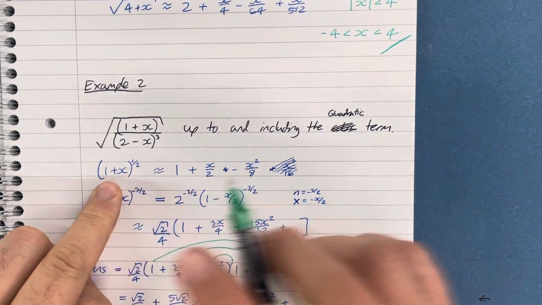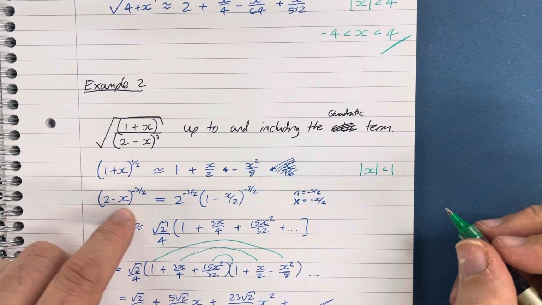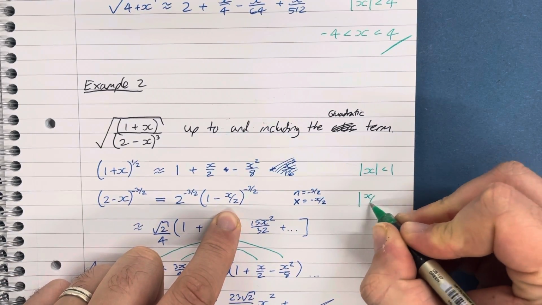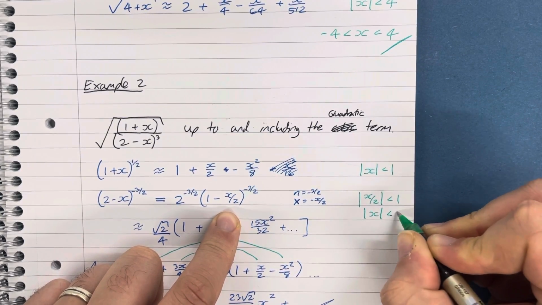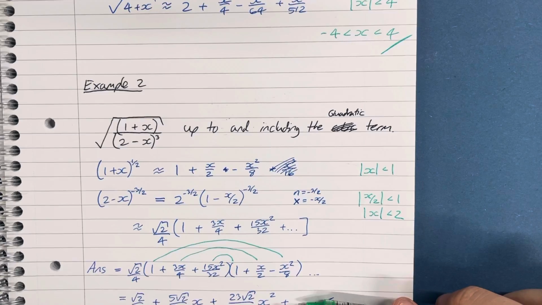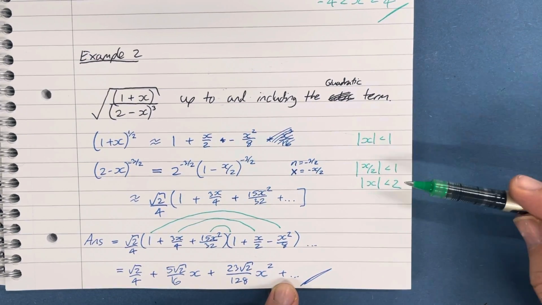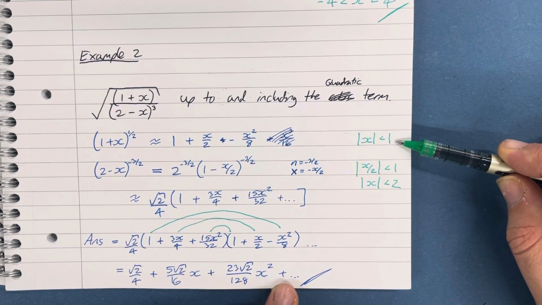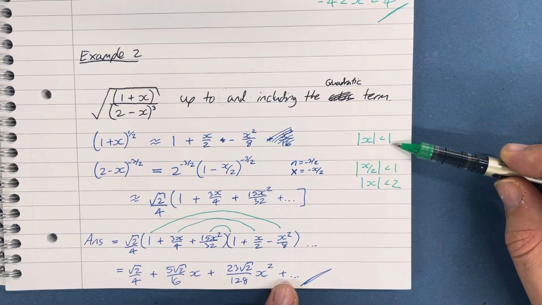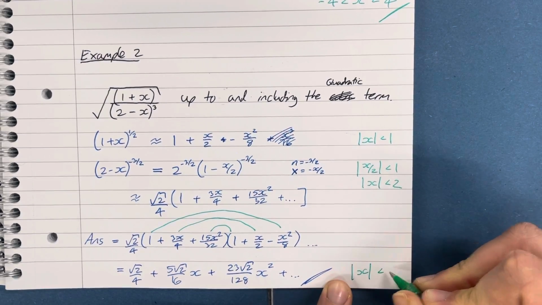The restriction on the top expansion was the modulus of x is less than 1. The restriction on this expansion was the modulus of x on 2 is less than 1, which is the modulus of x is less than 2. But for this expansion to hold, the actual final answer, both of these must hold. This one only holds between minus 2 and 2. This one only holds between minus 1 and 1. So you need to take the more restrictive range. So this expansion is actually only valid for a modulus of x is less than 1.